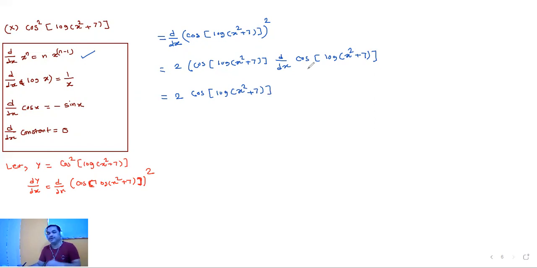Derivative of cos, as we are going from the left side, is minus sine of log of x square plus 7, and then we'll take the derivative of x square plus 7. The derivative of x square is 2x, and the derivative of 7 is 0, as it is a constant. So one of the formulas we have. But I think prior to that, we also need to take the derivative of log, of course.